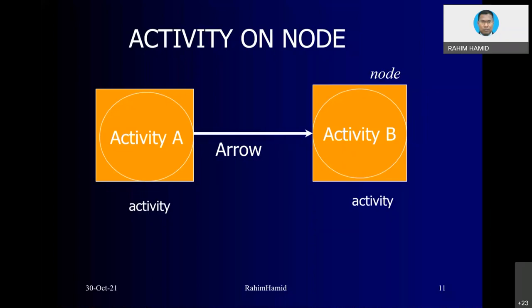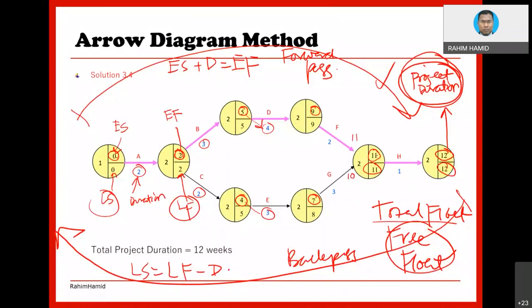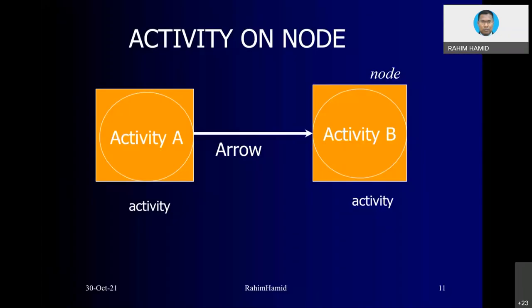Remember, the node is basically represented by a circle. It is like the previous one. This is what we call nodes. This is a node. But then, so as not to confuse people, because AOA is basically using the circle, and if you use AON as a circle, then people get confused. So they changed that into a square. That's why nowadays when you see a network diagram with squares, you know this is activity on node.